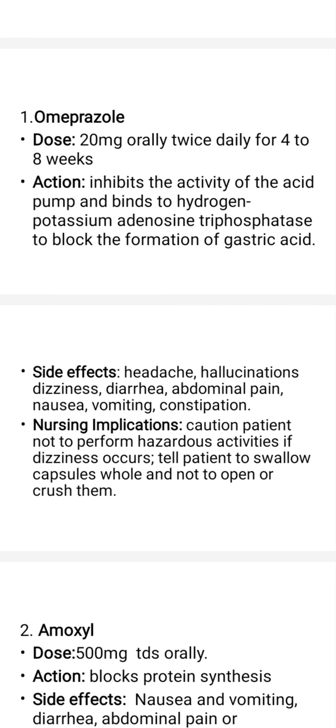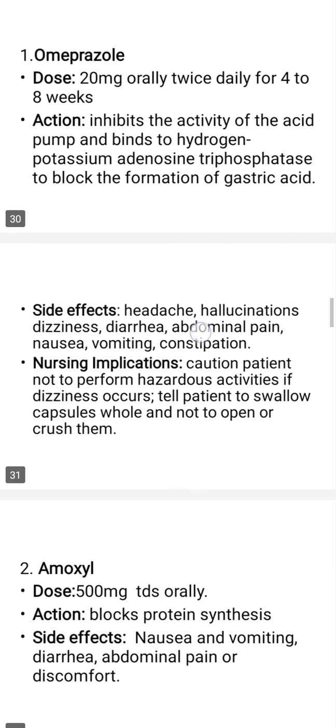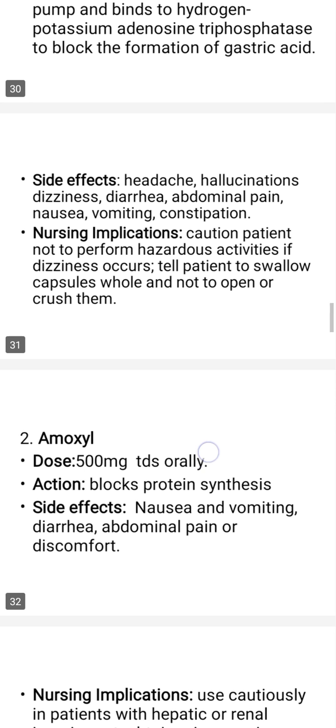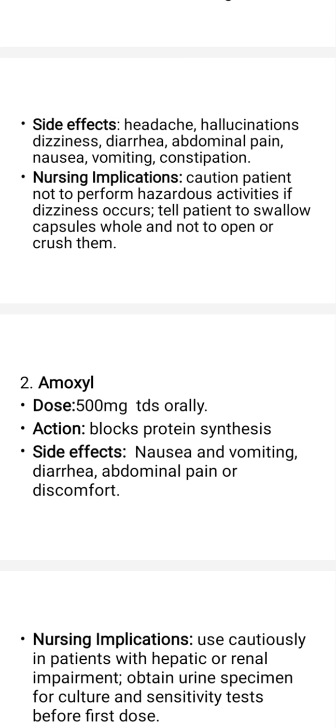We've got omeprazole, 20 milligrams orally, twice daily for 4 to 8 weeks. What is the action of this? This is a proton pump inhibitor. It will inhibit the production of hydrochloric acid. Side effects we have got NVD: nausea, vomiting, diarrhea. Nursing implication: you will caution the patient not to perform hazardous activities if dizziness occurs.